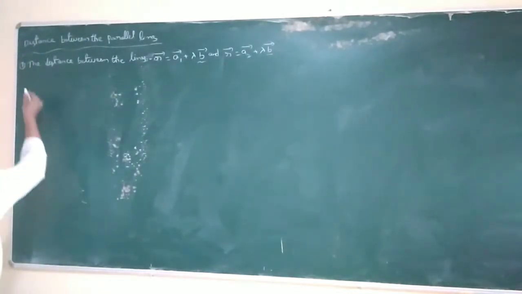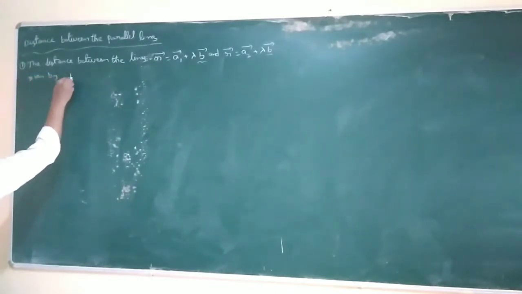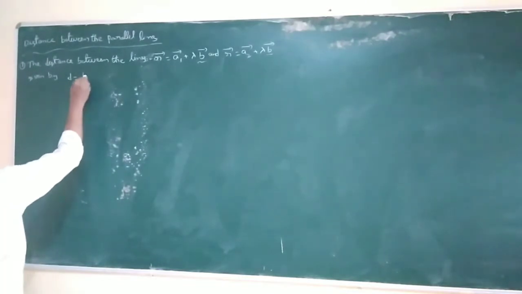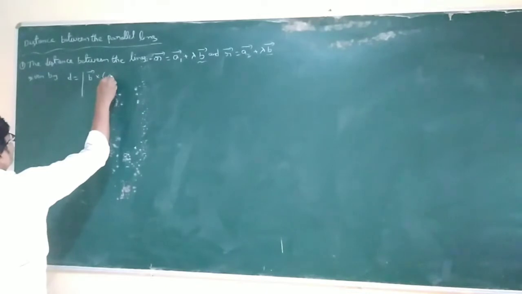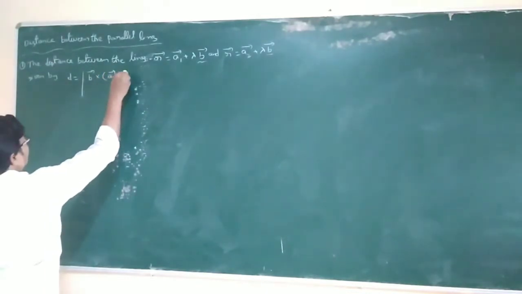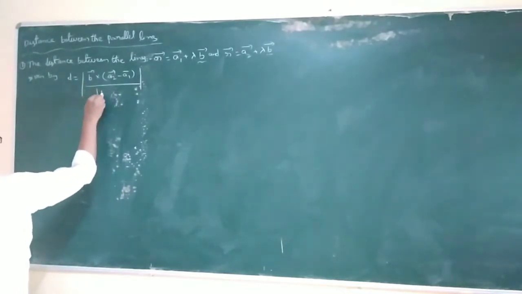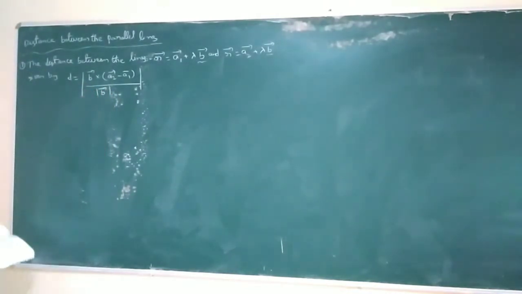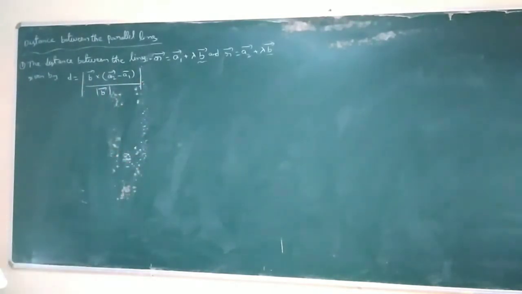is given by d is equal to mod of B bar cross A2 bar minus A1 bar by mod B bar. This one here is actually B1 cross B2. So here B1 equal to B2 because these two lines are parallel lines. Okay, clear? This is the distance between the two parallel lines.